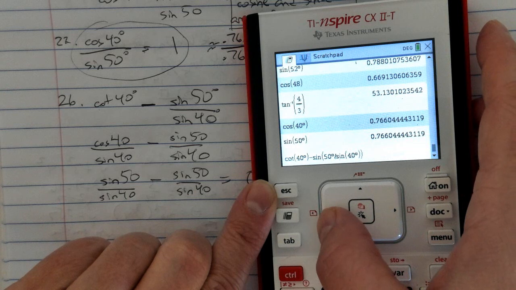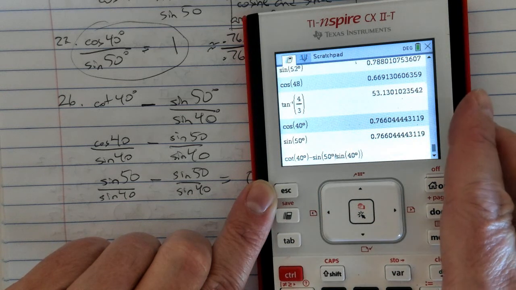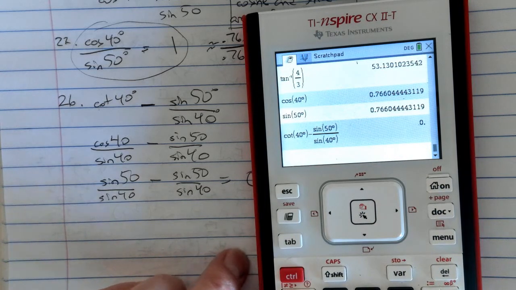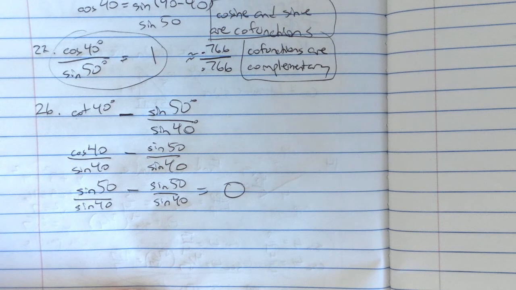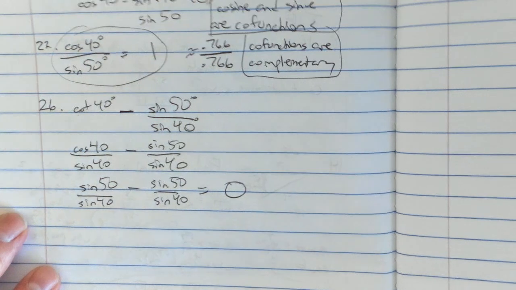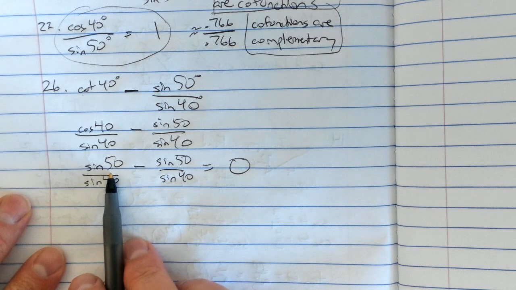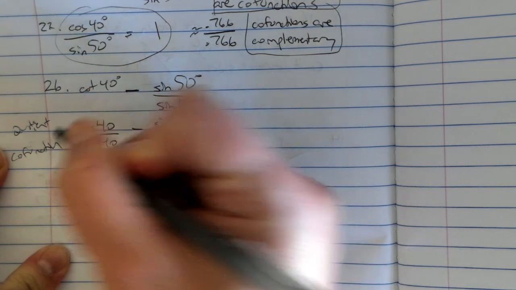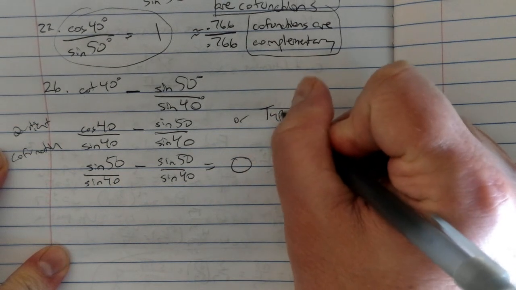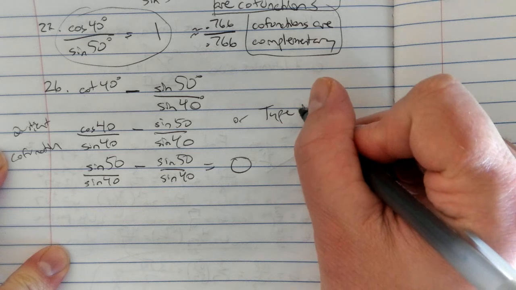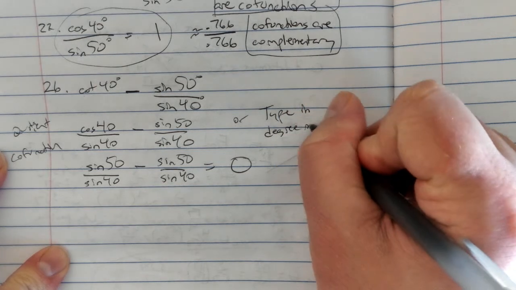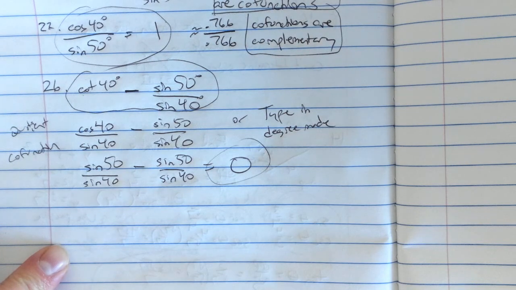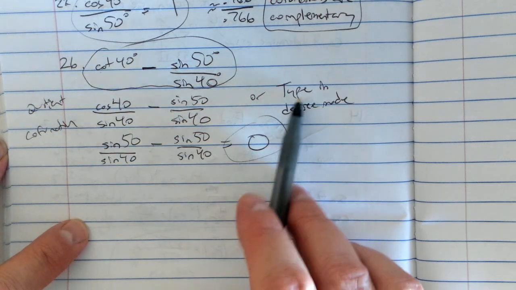Looks like I have a parentheses mistake, so let me fix that. I need to close it there, and that would work. And so it gives you 0. So 0 is your answer. So these are your steps. Use your quotient identity, and then use your cofunction. Or the other way was just type it using degrees in degree mode. And so you get 0. So make sure you have this part and make sure you have 0, whether you work it the long way or just use your calculator.